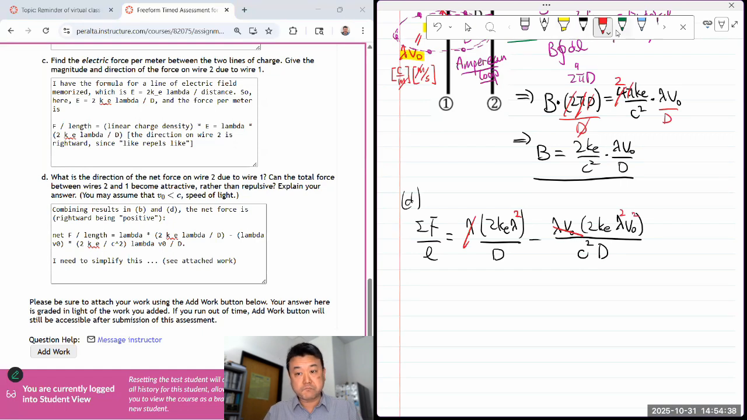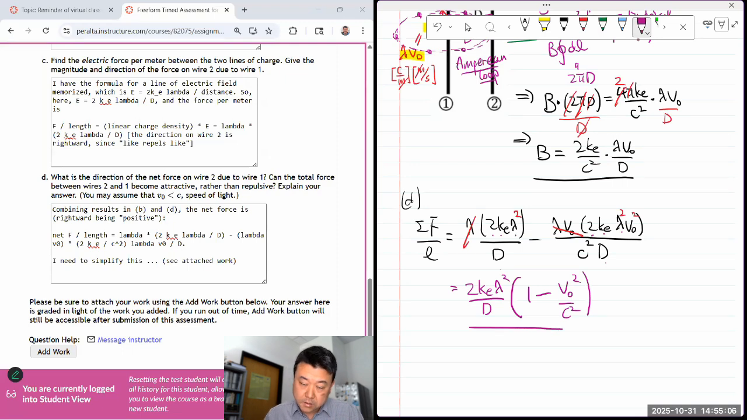And there are some surprising common factors. Factoring those common factors out, 2k, even lambda squared and d. So I have 2ke lambda squared over d. So this is 1 minus the right hand side term, 2k lambda squared over d, so I have v naught squared over c squared. So the question of direction comes down to, is this positive or negative?